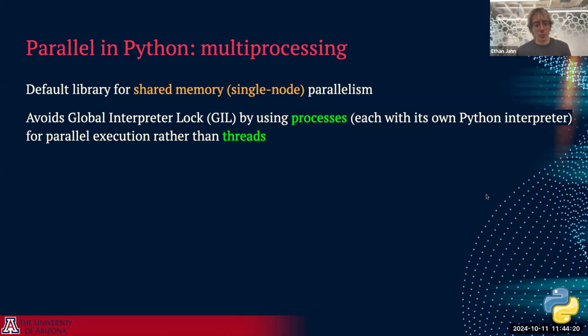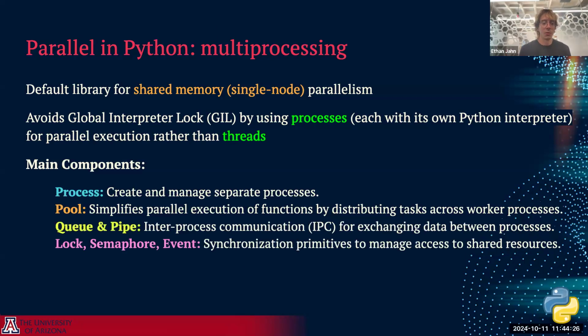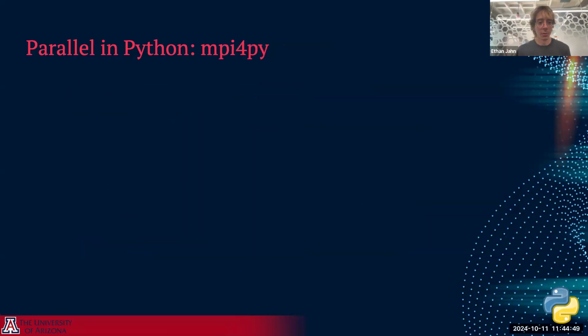So continuing with Python multiprocessing. The main components here are Process and Pool. Those are the two main ones, and when we look at an example, those are what we'll be using. There are other components such as Queue and Pipe that allow for interprocess communication, and then other primitives that manage access to shared resources below. We're not going to get into all of the details of these. We're going to go through a relatively simple example.